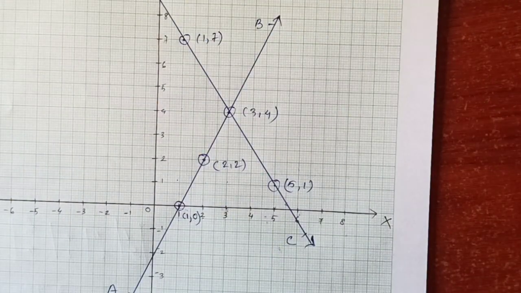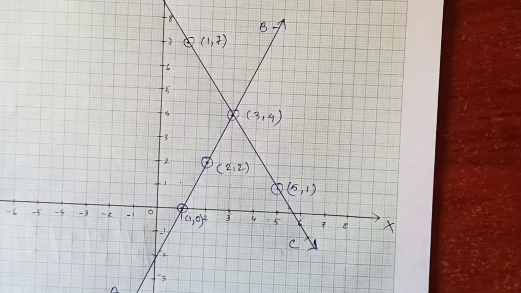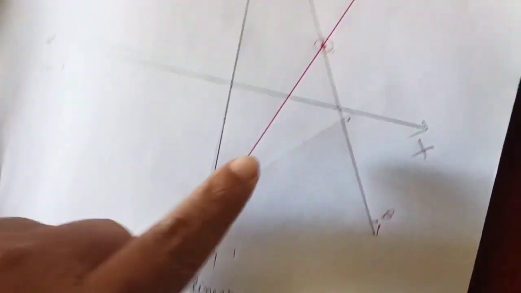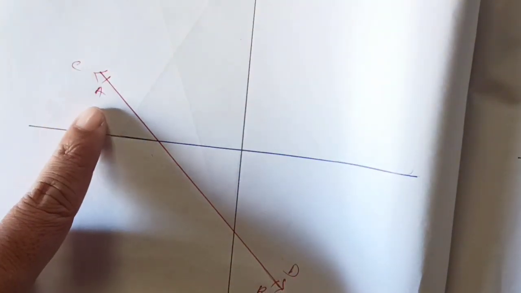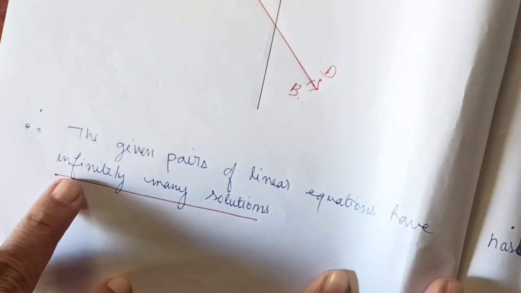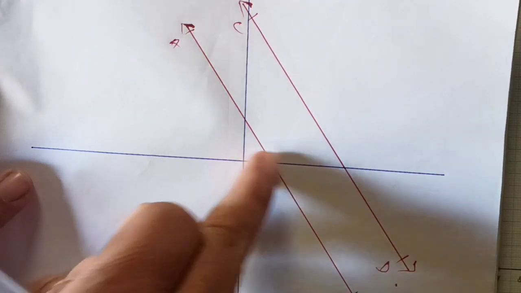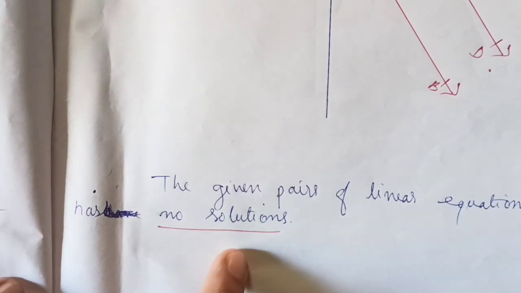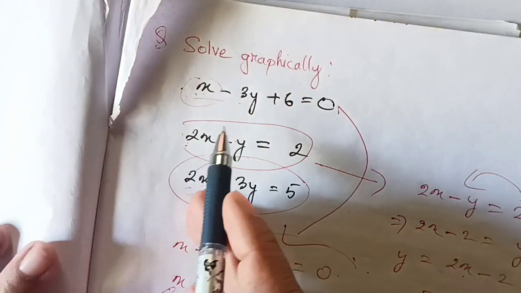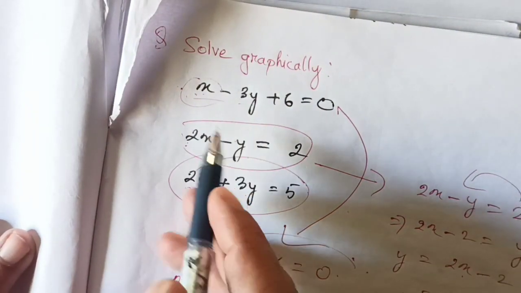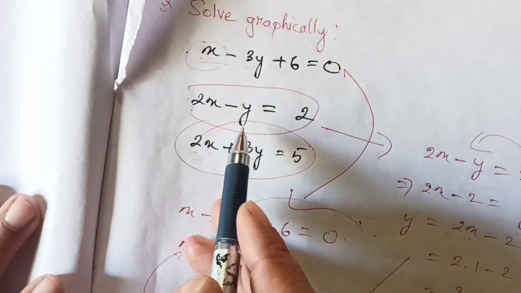X is 3, y is 4. I want to remind you of something. Before you solve any graph question, remember that if they intersect at one point, that is a unique solution, and if the two lines are lying just above one another, that is a coincident line. At that time you are going to say infinitely many solutions. And if the two lines are parallel, they never intersect, they don't touch, we should say no solution.